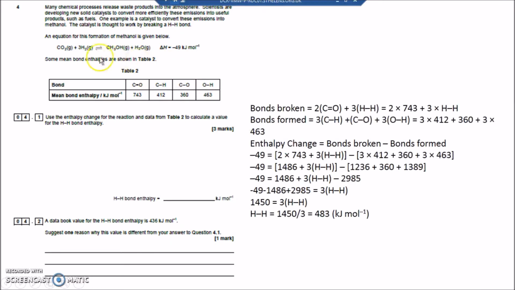So what I've actually got in there, let's do spoilers. I've got CO2, I've got 2 lots of CO, I've got 3 lots of H-H, and I haven't got that value, that's what I'm trying to find out. So my bonds broken are 2 lots of 743 plus 3 lots of H-H, I don't know that, and the bonds formed, and here I've got CH3, so I've got 3 C-H's, so I've got 3 412s. I've got a carbon to oxygen, so I've got a 360, and I've got an O to an H, so I've got a 463, and in H2O I've got H-O-H, so I've got 2 O-H's, so I've got 2 463.